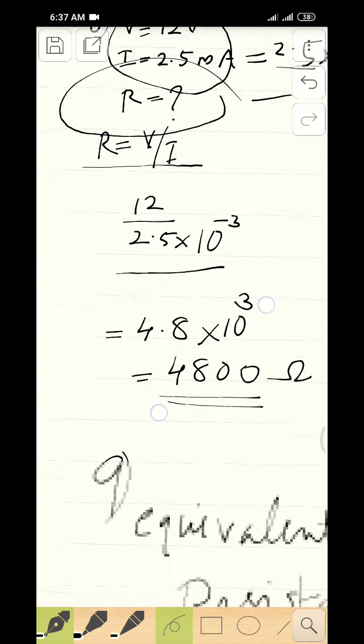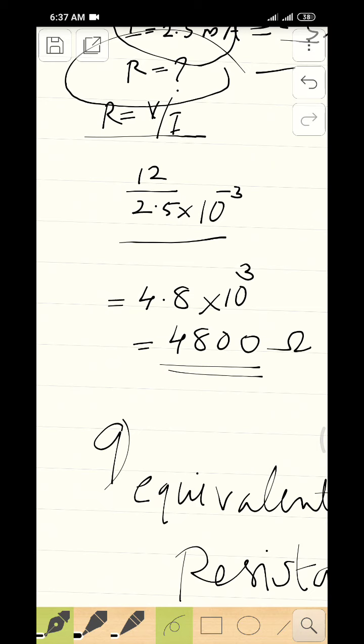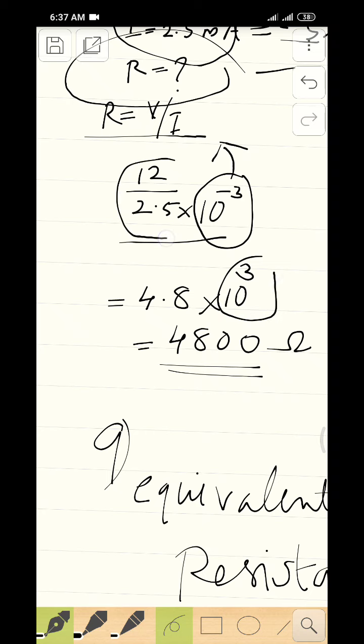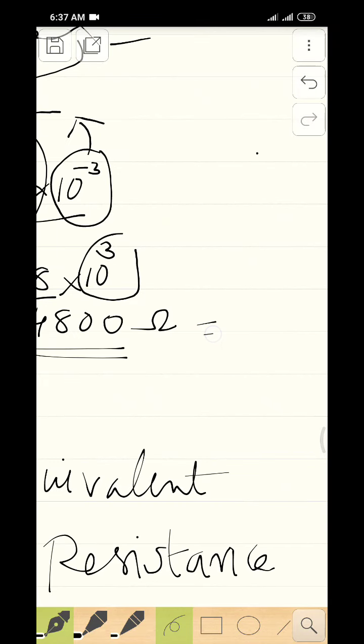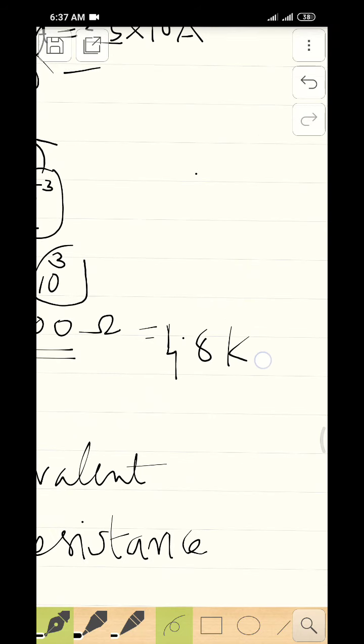So that is 4.8 into 10 to the power 3. The 10 to the power minus 3 is taken from the denominator to the numerator, so that will become 10 to the power 3. And 12 divided by 2.5 is equal to 4.8. So 4.8 into 10 to the power 3, that is 4800 ohm, or we can say 4.8 kilo ohm. 4800 ohm is 4.8 kilo ohm. Okay.